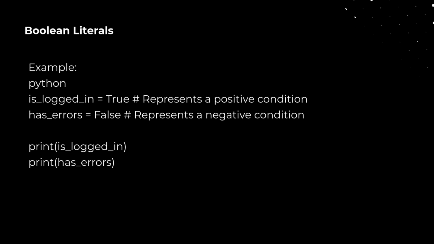Third literal type is Boolean literals. Boolean literals in Python are used to represent truth values. There are only two possible Boolean values, True or False. These are commonly used in decision making and logical operations. Here is an example for the same. And here we have initialized and printed two variables with Boolean values. The output is True, False.